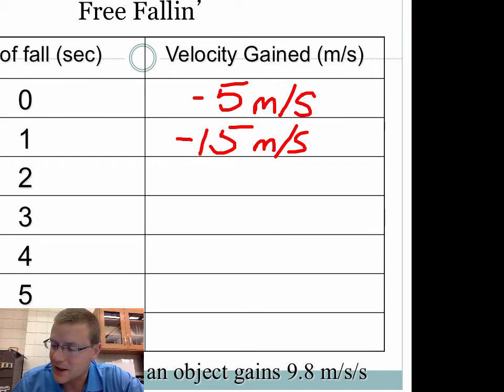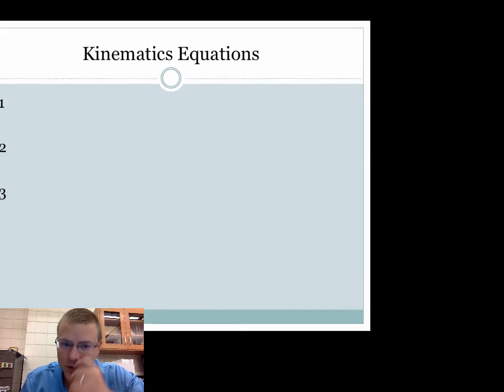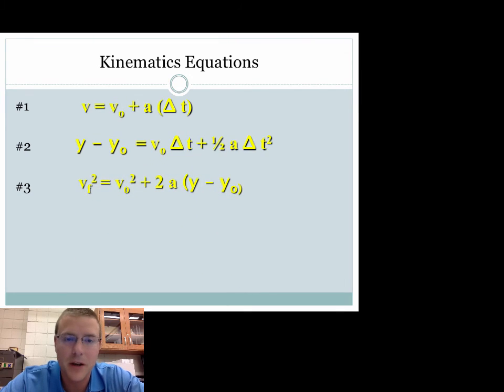So in the first second of free fall, now I'm moving 15 meters per second. In the second, 25. In the third, 35. And by the fifth, 55. So each second I gain 10 more meters per second of velocity for every second that I fall. Really, there isn't much of a change in your kinematics equations. I'll put all three up right here.